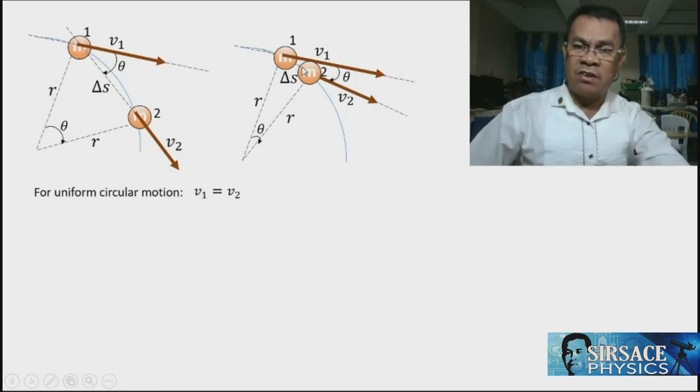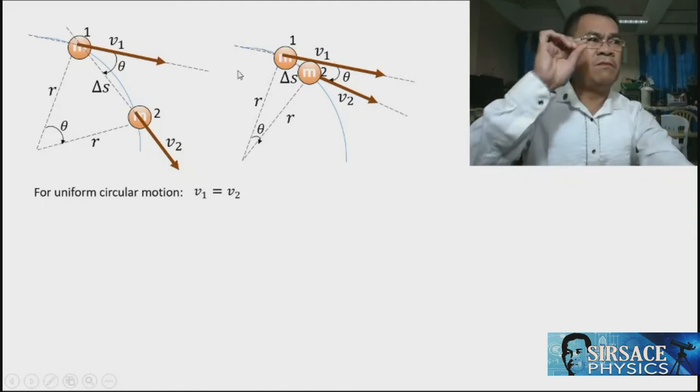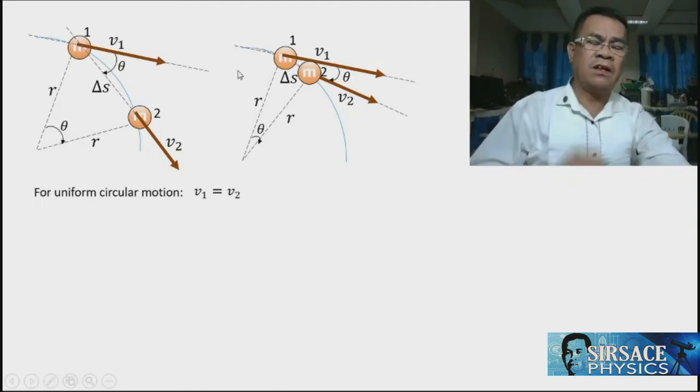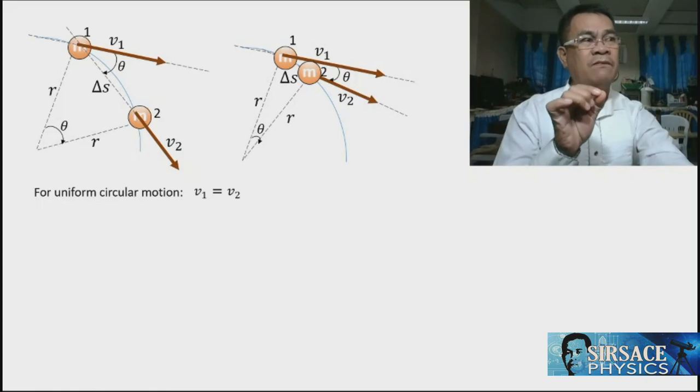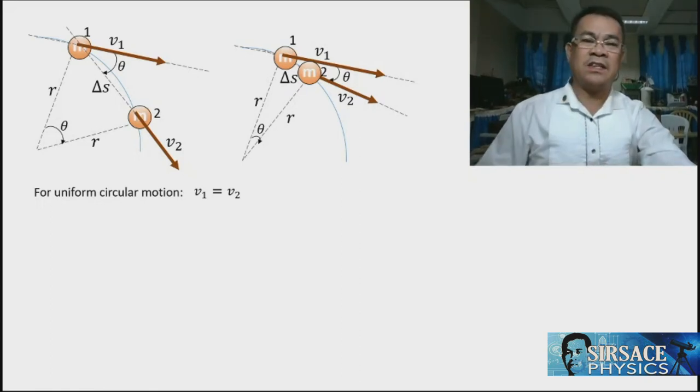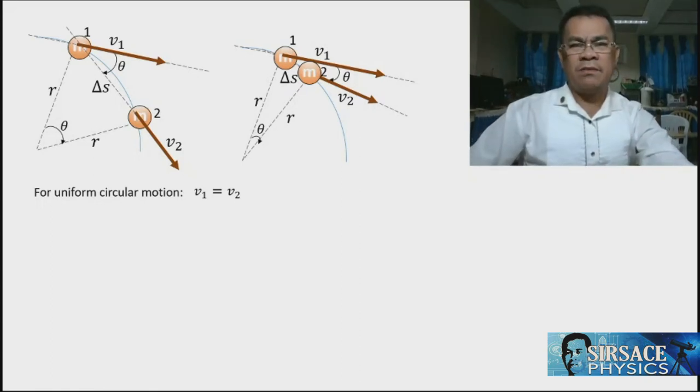Now, this is now a straight line. This is very, very close. Try to imagine a point that is very, very close. We call that an infinitesimal distance. Okay? So, a very, very small one. But we still have the triangle here, whose sides are R, and this one is delta S.